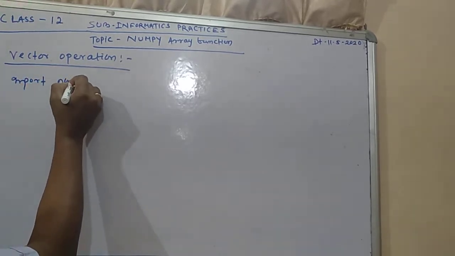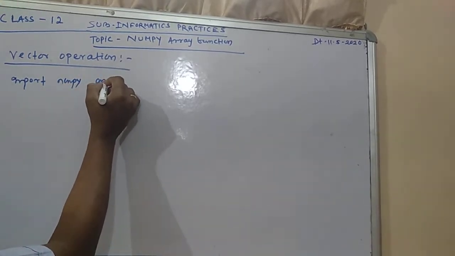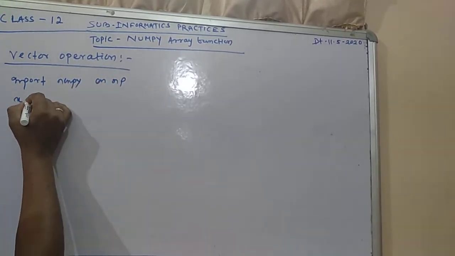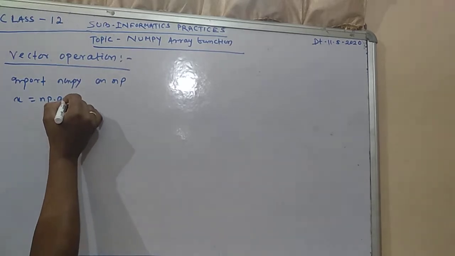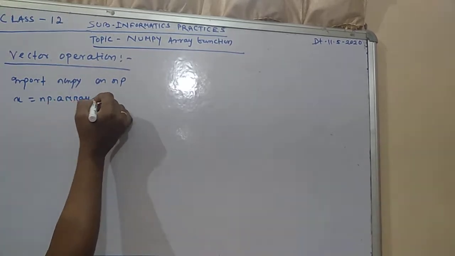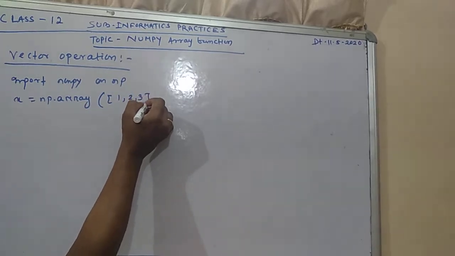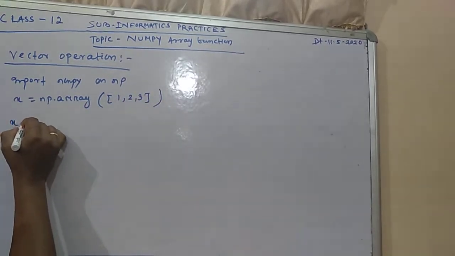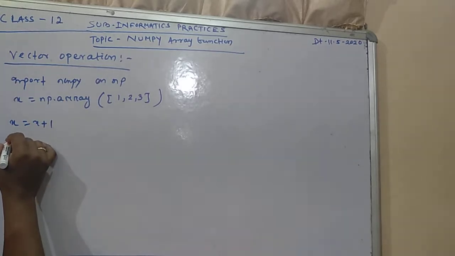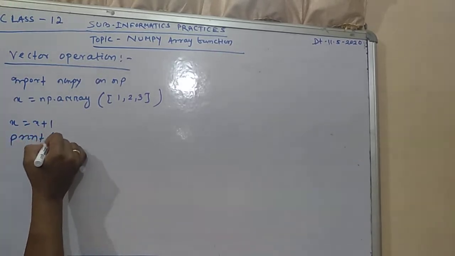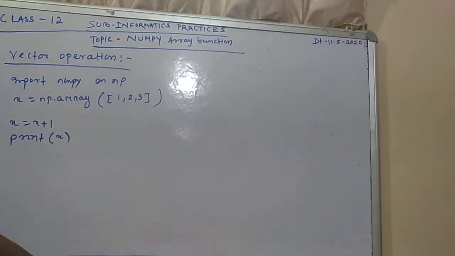Import numpy as np and x equal to np.array. Okay, and I am writing here 1, 2, 3, and here x equal to x plus 1. Look at here, print x. I am writing print x. Then what is the output?